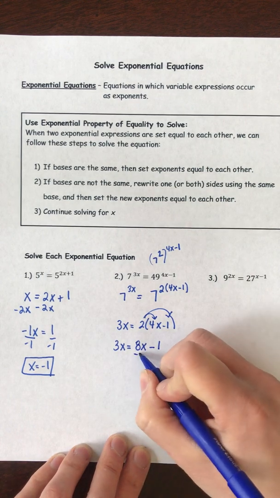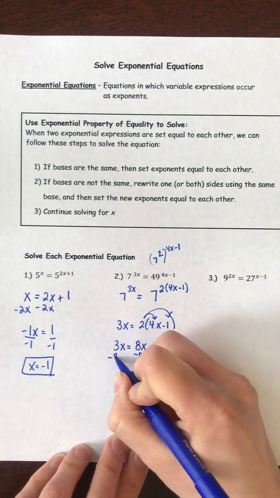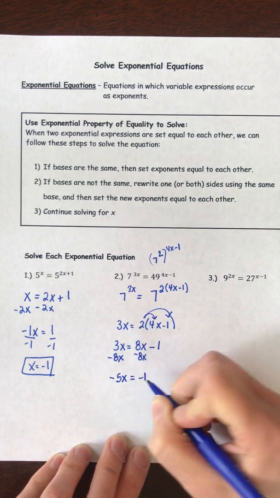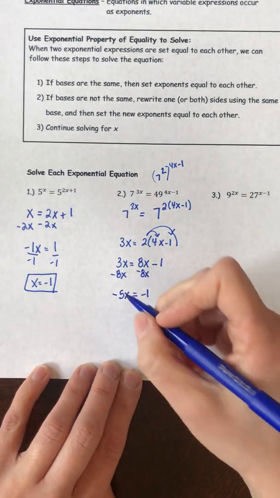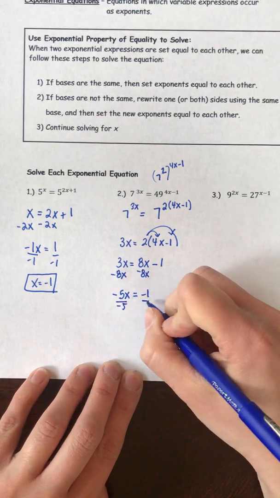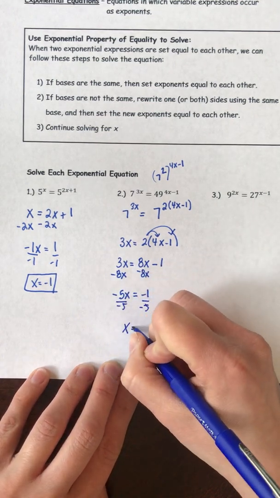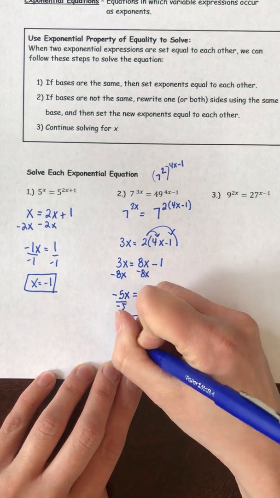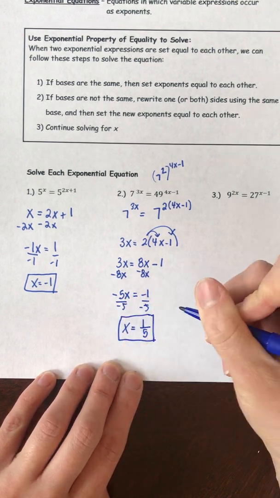All right, I'll subtract 8x. 3 minus 8 is negative 5x, which equals negative 1. And then if I divide by negative 5, I get x equaling negative 1 divided by negative 5. I'll just keep that as 1/5.